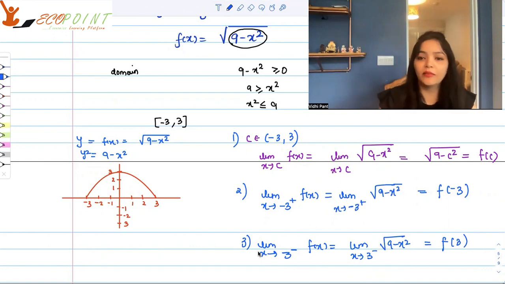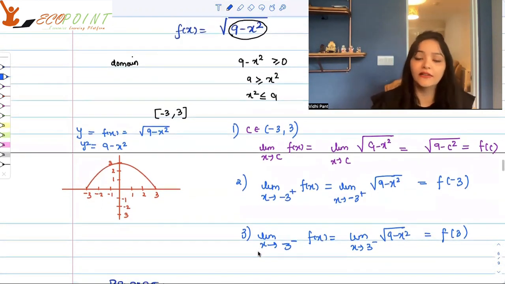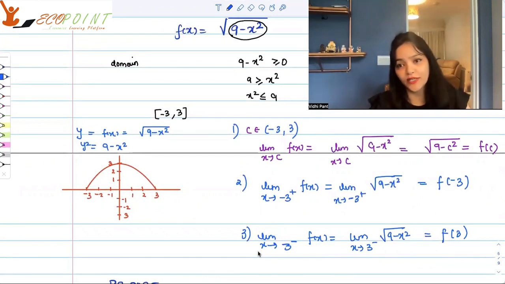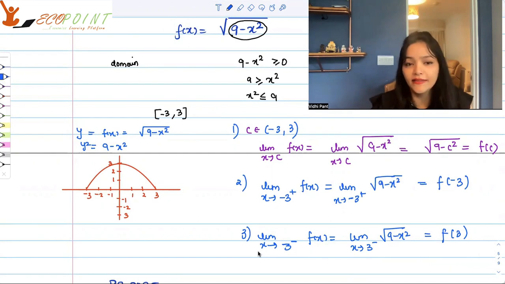So clearly what is happening here? It is right continuous at -3, left continuous at 3, and continuous at every point in between. Hence, it is a continuous function, continuous between -3 and 3 including the endpoints, that is, the closed interval -3 to 3.